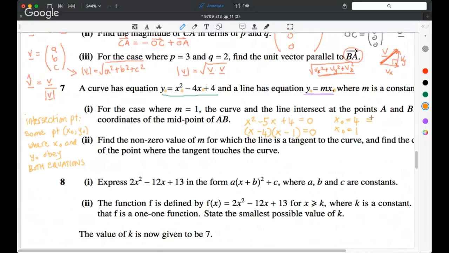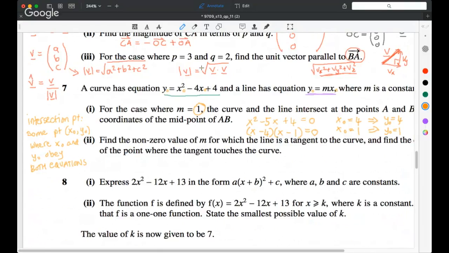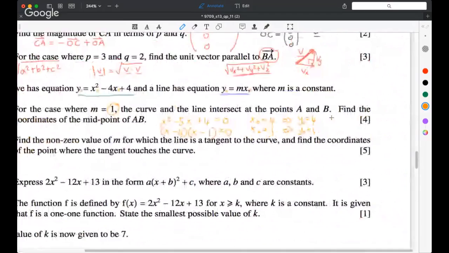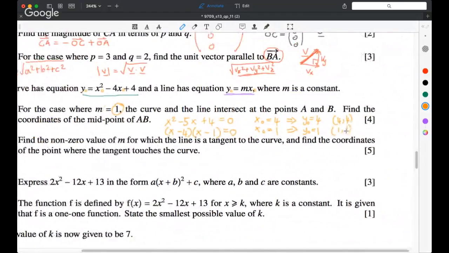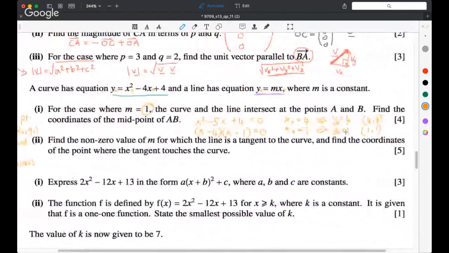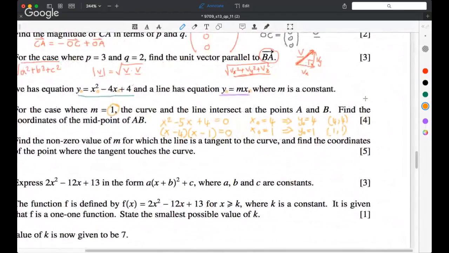But this one gives us y is equal to 4 because y is equal to x in this sub-question, because n is equal to 1. And here, y naught is equal to 1. So we have 2 intersection points: the point 4, 4 and the point 1, 1. So we can picture a line joining these 2 points. Let's think of just, here's 1, 1, and here's 4, 4, and here's A, B.